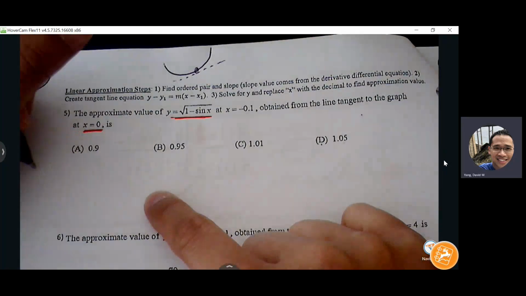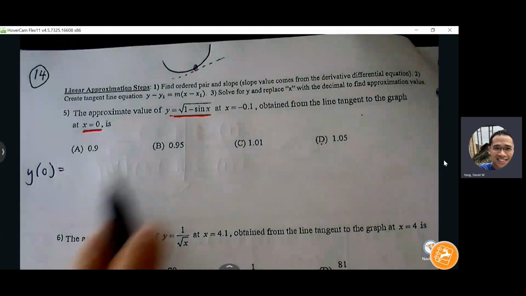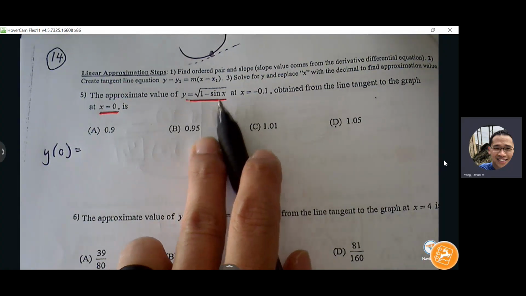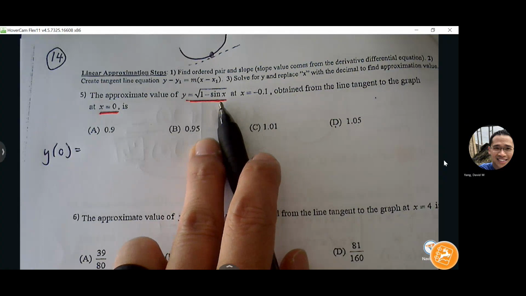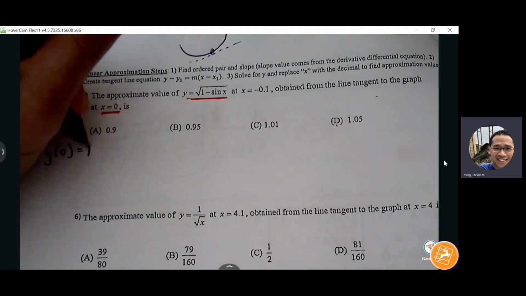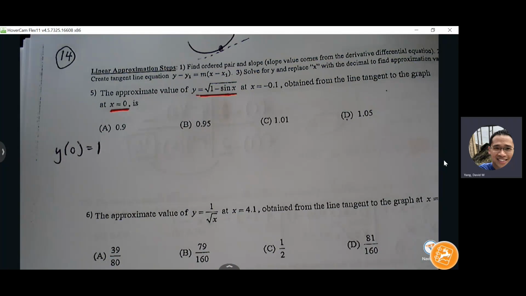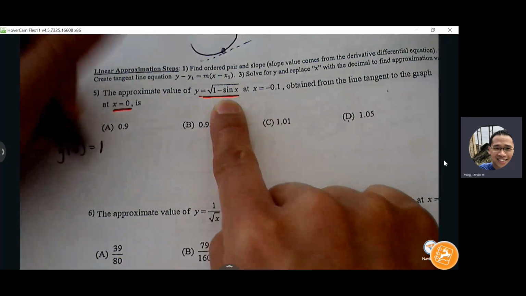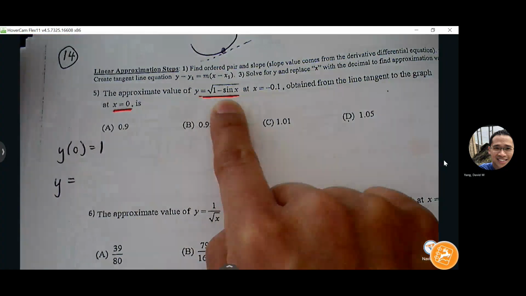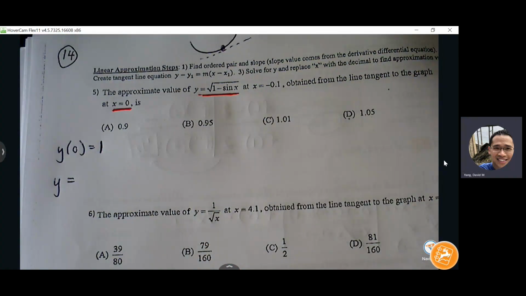Okay, so let's find the ordered pair first. So y of 0, insert 0 into the function. Replace x with 0. What's sine of 0? 0. 1 minus 0 is 1. Square root of 1 is 1. So there's my ordered pair: y of 0 equals 1. To find the slope, I need to get to the derivative. To get to the derivative, what specific rule do we have to make sure we involve here? Yeah, square root with multiple terms inside.